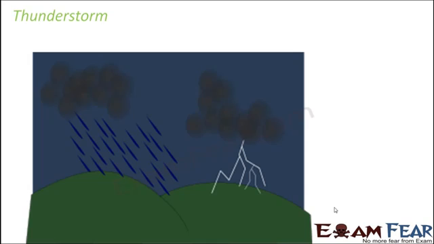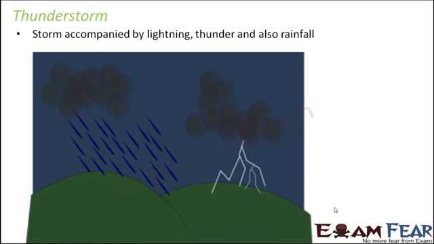So we have been talking about wind. How are wind and thunderstorm different? When we talk about a thunderstorm, the name itself says it. It is a storm accompanied by lightning, thunder and also rainfall. This situation is witnessed immediately after rainfall or during rainfall. Sometimes there might be less rainfall, but there is too much lightning and too much thunder, the loud noise which you hear. That is a thunderstorm.